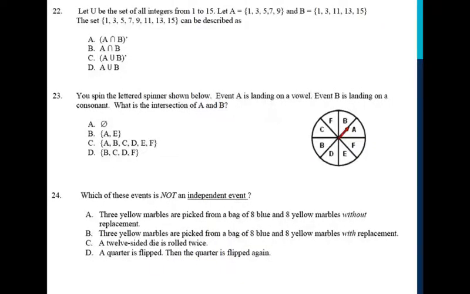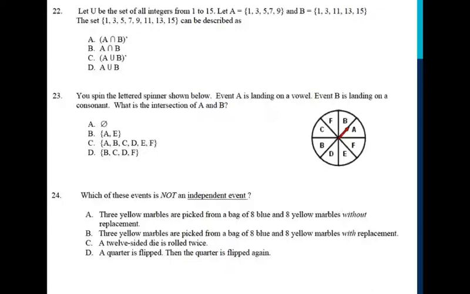So problem number 22 is the start of the statistics unit. Actually, this was the probability unit. Let U be the set of all integers from 1 through 15, let A be 1, 3, 5, 7, and 9, and B is 1, 3, 11, 13, 15. The set 1, 3, 5, 7, 9, 11, 13, 15 can be described as, so you need to remember the difference between the union and the intersection.